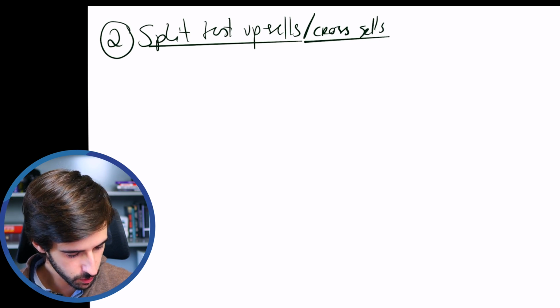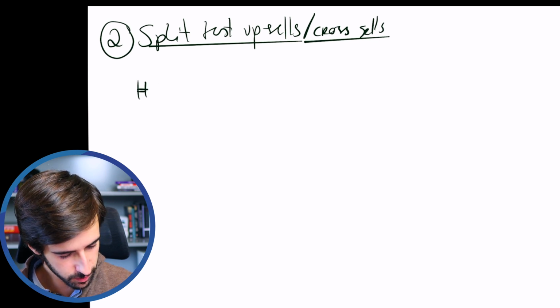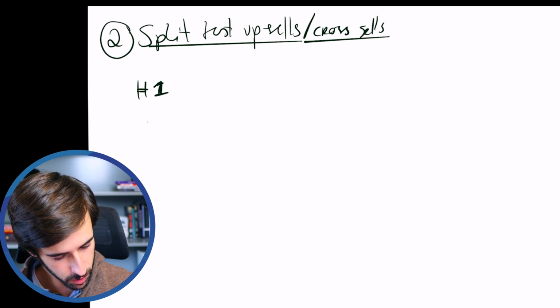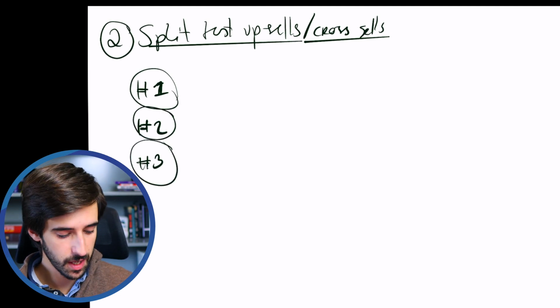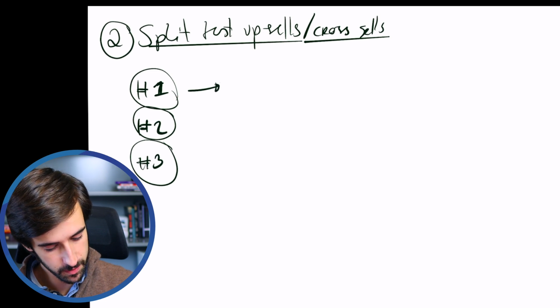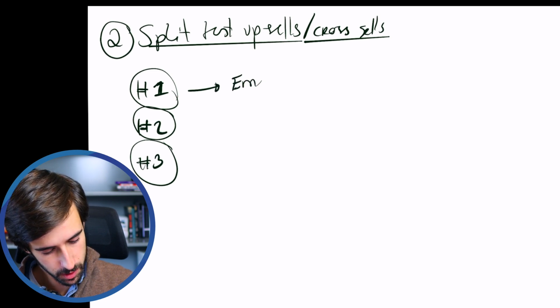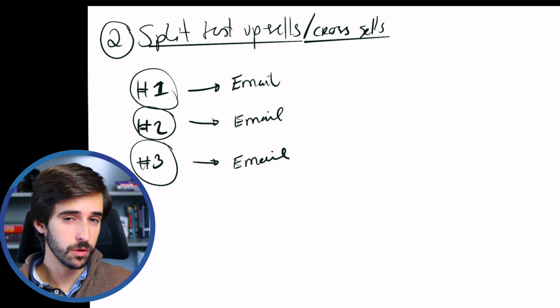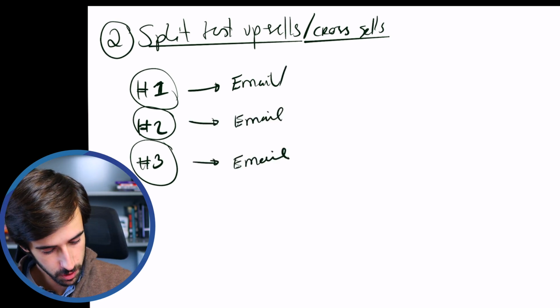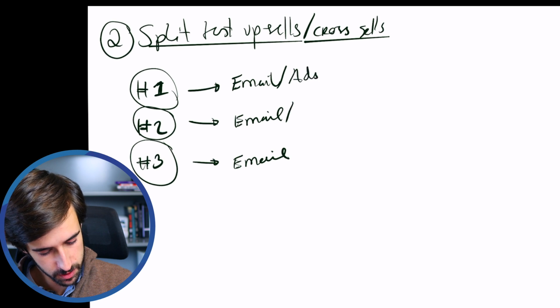What you want to do is have, let's say, 3 different products. You have product number 1, product number 2, and product number 3. And what you're going to do is create product pages for each one of these 3 products. And then you're going to split test them by emailing your customers about a pre-order. You can email your customers about a pre-order, or you can also run ads to these pre-orders.